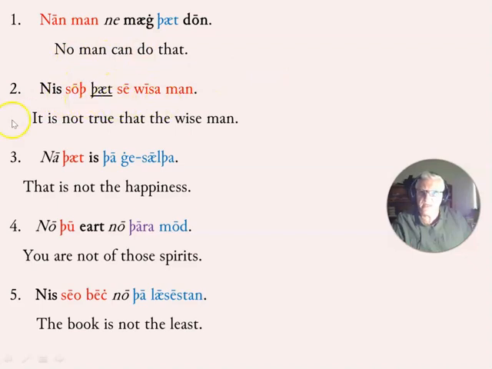Nis or that se wise man. It is not true that the wise man, and so on. El richte is, or something like that. Na that is tha yourself, that is not the happiness.